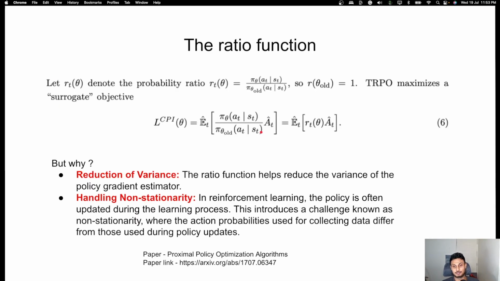So I'll explain a bit. Imagine you take an action with your current policy, which is drastically different from your previous policy. That means there's a huge difference in this ratio, and your advantage is actually a positive one, which is a good one. So you can say, oh, I should change my previous policy because this is a good advantage. This is good feedback for me.